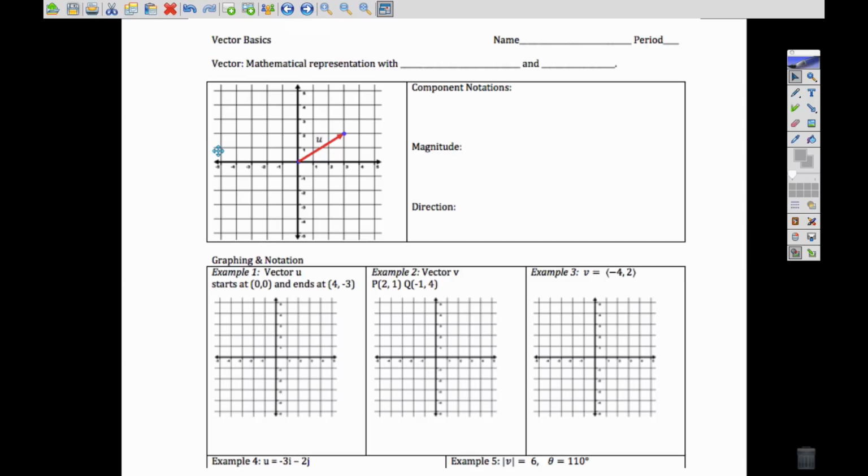So in this first video, we're going to be looking at this note sheet. The first part of the note sheet, we're going to be defining the vectors, looking at different notations, and then we're going to start graphing. So you want to have this note sheet because I'm going to go through all of these examples in this video.